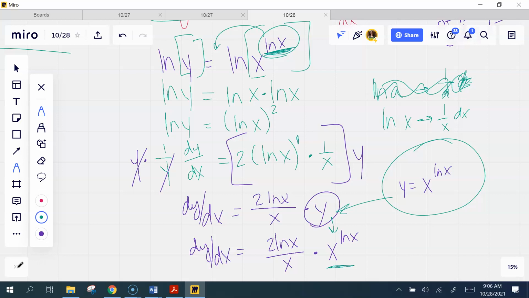That's the log property. You have log base b of a to the x. You can rewrite that as x times log base b of a. Whatever's in the exponent comes around to the front to be multiplied. Oh, no, sorry, we didn't do the power rule. We did that.